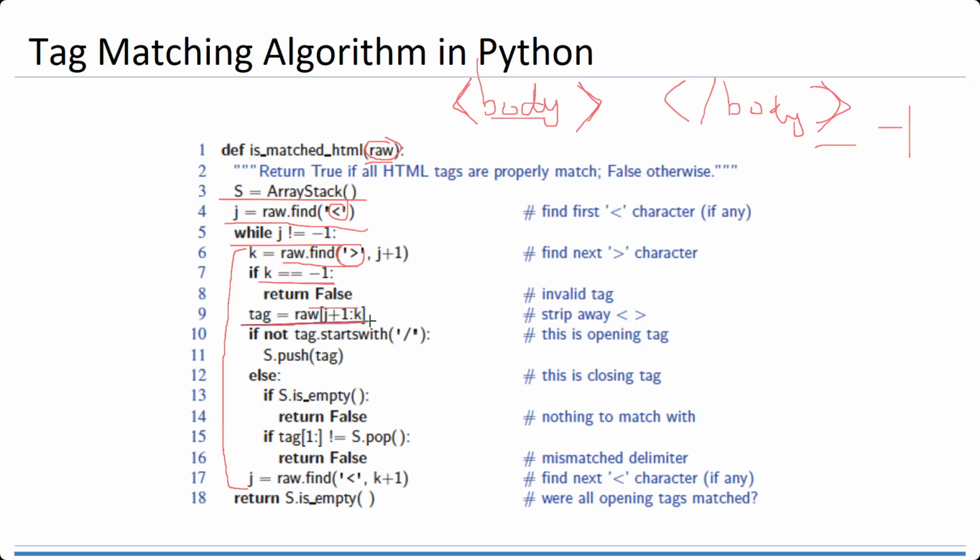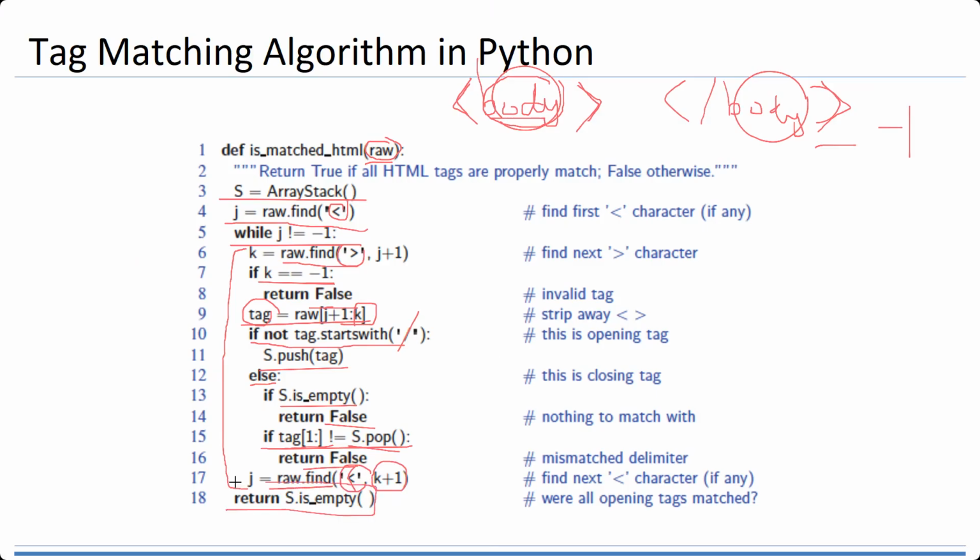So we want to check what is the row. Okay, the row means what is the tag. The tag means it is from j until k. And then if it does not start with slash, then we push the tag. So we push the body. Else we check if it is empty or not. If it is empty, then false. If it is not empty, check about the tag. So I'm going to check whether this tag is the same as this tag or not. If the tag is not the same as the S pop, then return false. At the end, I'm going to check again, j is row find the triangle bracket, k plus 1. So I'm going to check another tag.